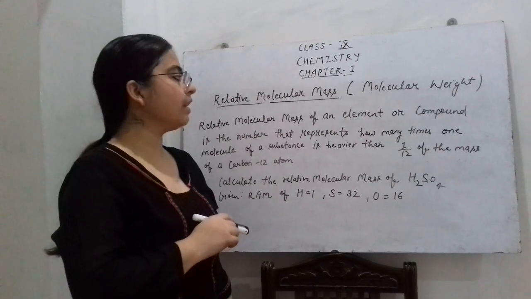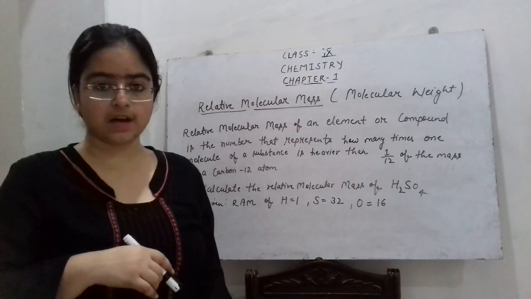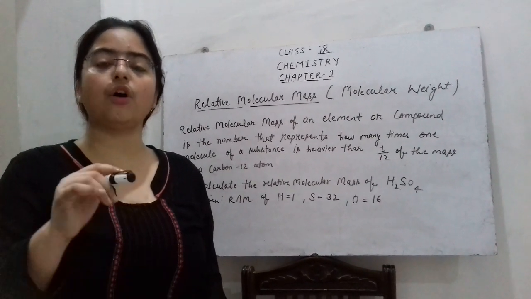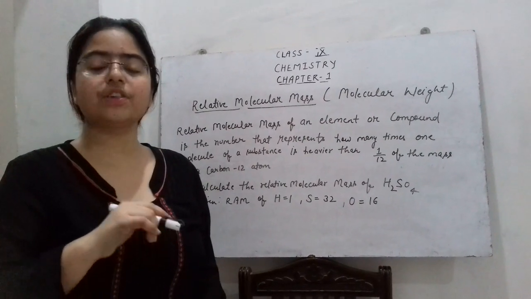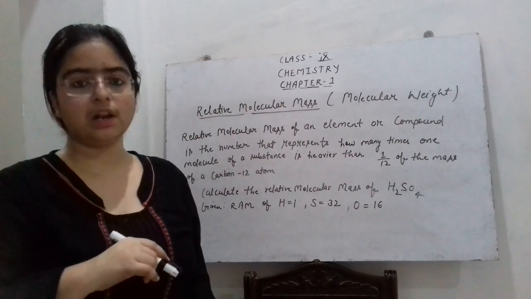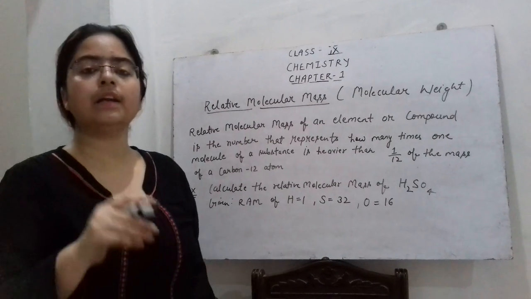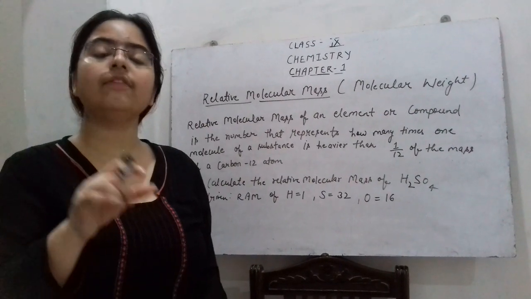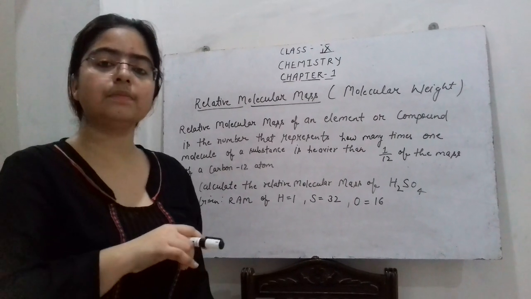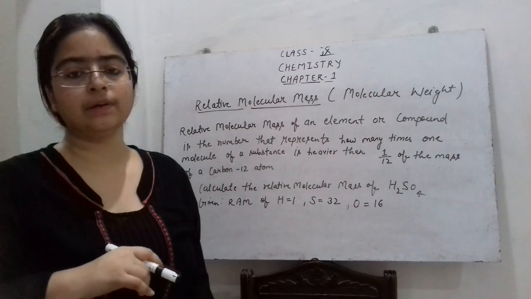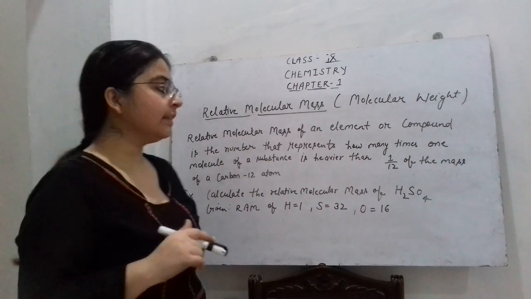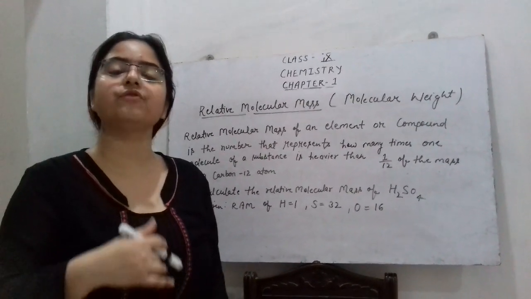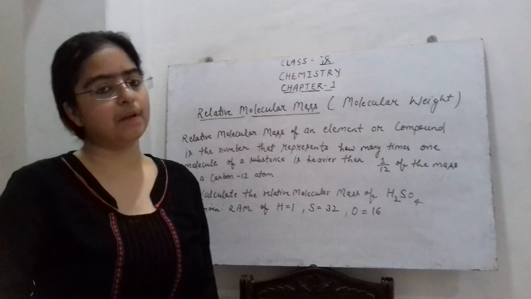Now, in order to calculate the relative molecular mass, we have to add the relative atomic mass of various atoms which are present in a molecule. If we have to find the relative molecular mass of any molecule, then we will add the relative atomic mass of different atoms which are present in that molecule. One more thing I would like to tell you is that relative atomic mass is always given. Only you have to calculate the relative molecular mass.